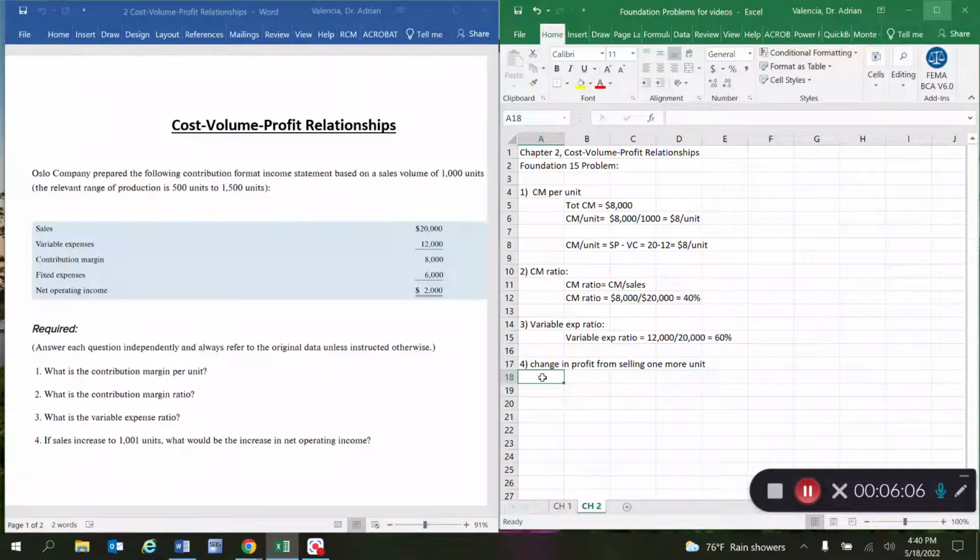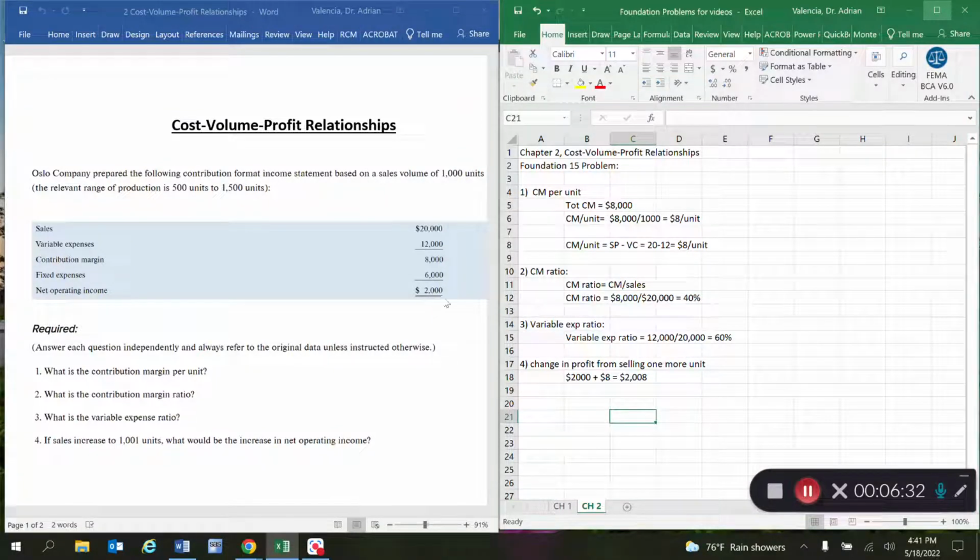Well, if currently profitability is $2,000, then our profit after that will be $2,000 plus the contribution margin. So in other words, $8. And we can very easily now use this for what-if type analysis. So $2,008.